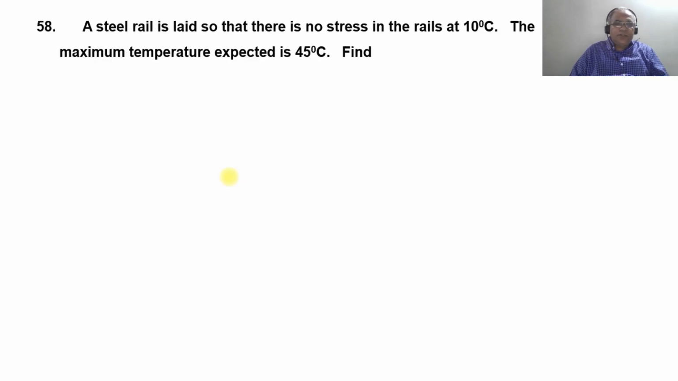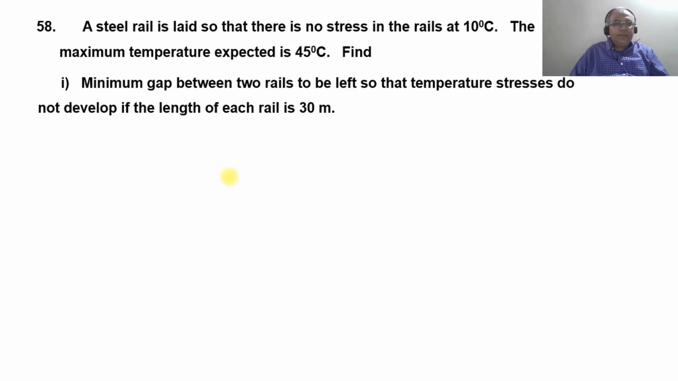Now, we're going to take up one more problem on the thermal stresses. Problem T8 reads: a steel rail is laid so that there is no stress in the rails at 10 degrees centigrade. The maximum temperature expected is 45 degrees centigrade. Find the minimum gap between two rails to be left so that the temperature stresses do not develop if the length of each rail is 30 meters.